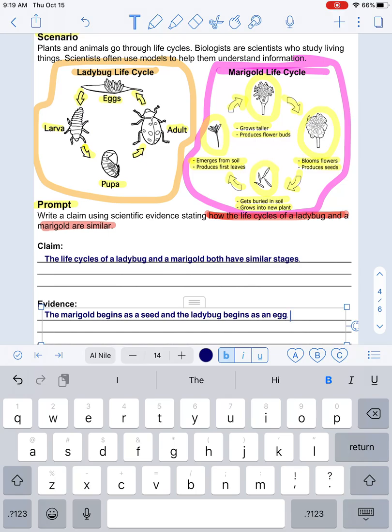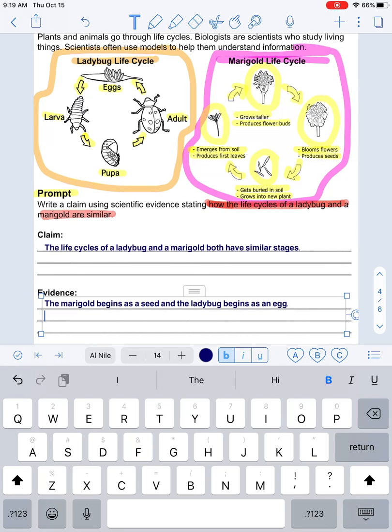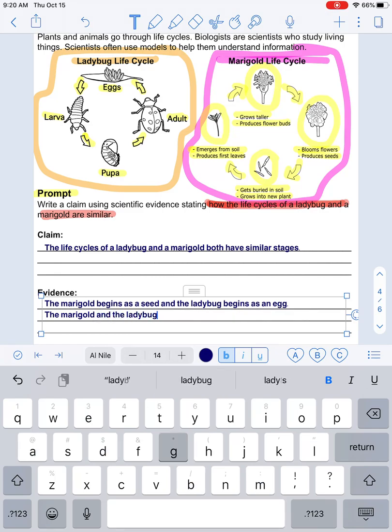Another thing I can write is that throughout their life cycle, both of these are getting bigger. So egg is really the smallest stage for the ladybug, and a seed is the smallest stage for that marigold. So I could say that the marigold and the ladybug grow bigger after beginning their life. They both grow bigger. That's another reason why they're similar and they have similar stages.